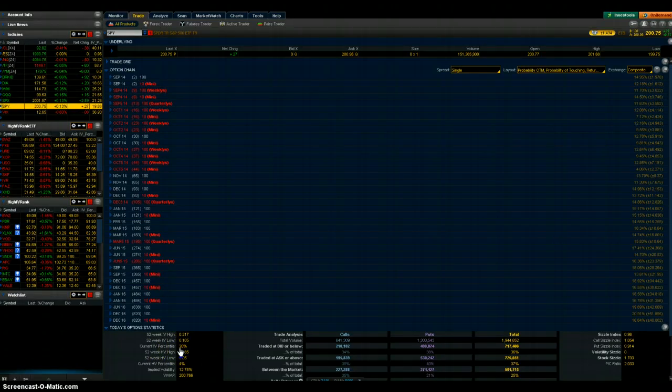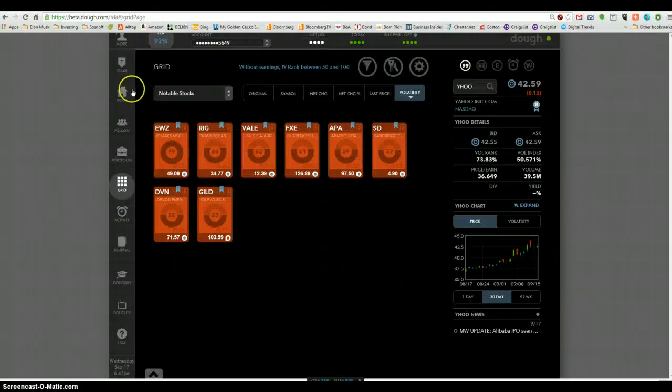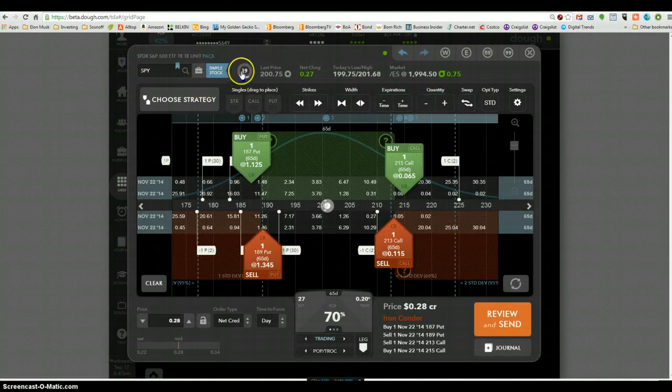The reason why on Tasty Trade you hear Tom and Tony say IV rank all the time is to make sure that listeners do not get confused between IV, which is implied volatility, and IV rank. So current IV percentile is 20%. That's the IV rank. So let's go to Dole and go to SPY, and you can tell that IV rank in the SPY is, see, 20%, so it's basically the same.